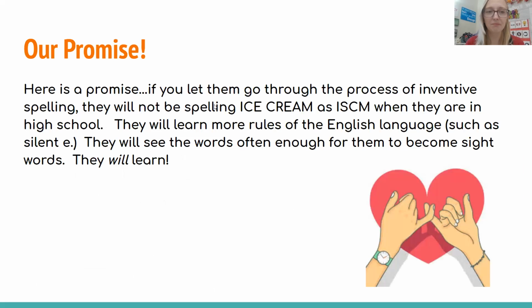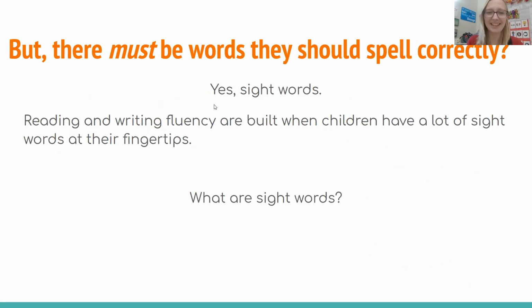stage. So here's our promise. If you let them go through the process of inventive spelling, they will not be spelling ice cream as ISCM when they are in high school. They will learn more rules of the English language, such as silent E, and they will see these words often enough for them to become sight words. They'll just know it. And if they're reading, they'll start recognizing words from what they're reading or what someone's reading to them, and they'll start trying to write those. They will learn. We're just at the beginning.